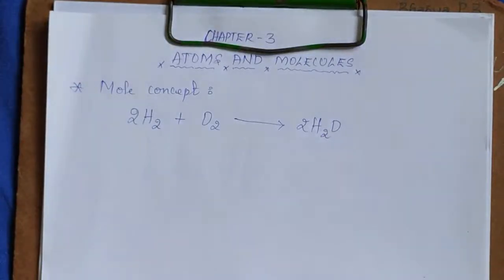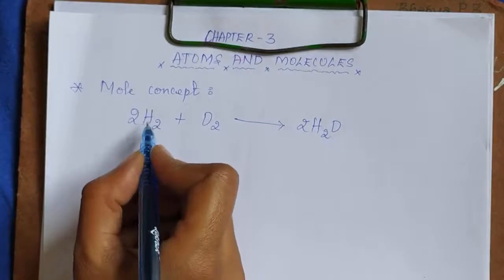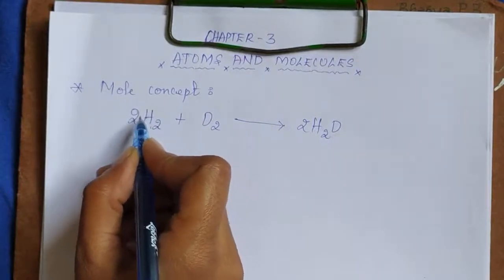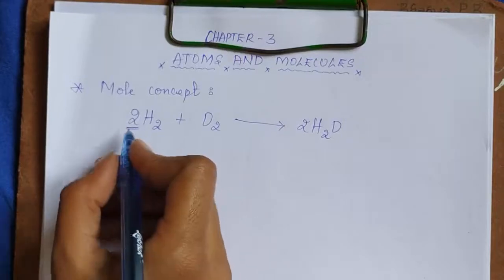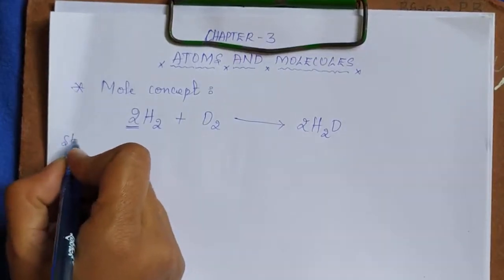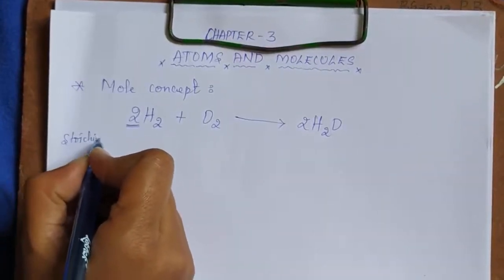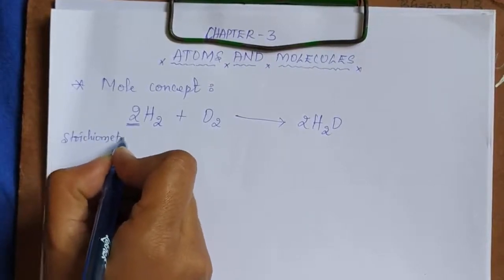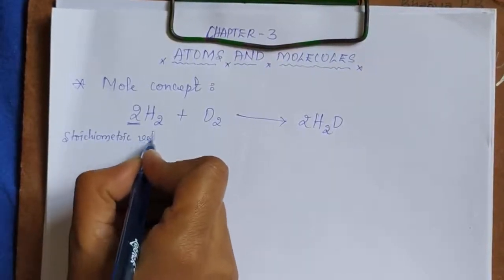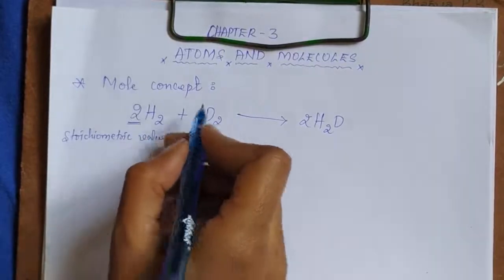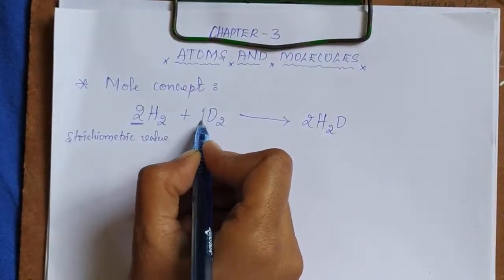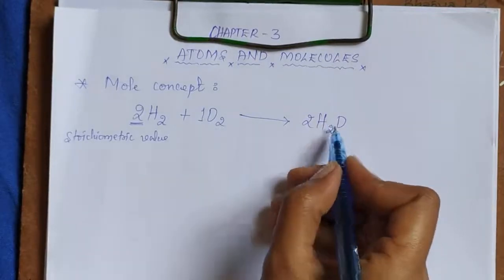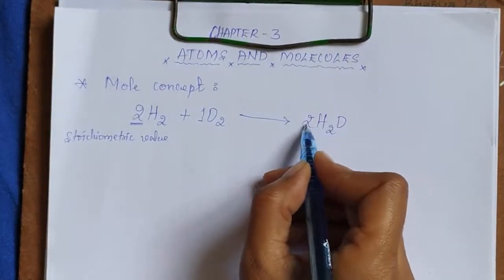Okay, children, see here. Before the hydrogen molecule, 2 is written. This 2 is nothing but the stoichiometric value. It is known as the stoichiometric value. Before oxygen, nothing is written, which means 1 is there. Before the water molecule, 2 is there.